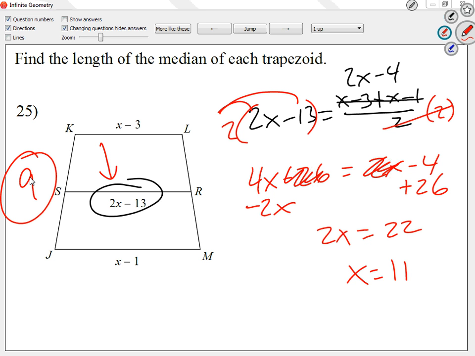I plug it in there. 2 times x minus 13 gives you 9. The x can be negative. Right? It's okay, we can have a negative value for x. For the distance, if you have a negative value, there's something wrong. Once again, x can be negative, but once you plug it in, it should always be positive. If you get a negative, double check your work. Any questions up until 30?